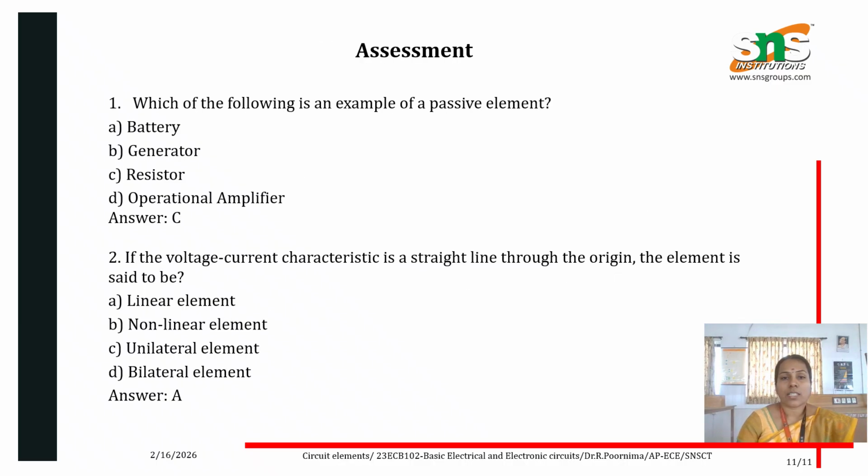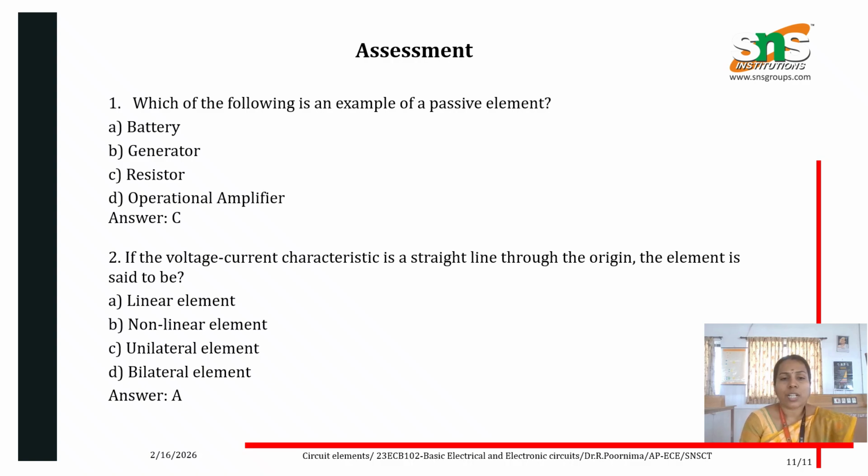So let's take the assessment. Which of the following is an example of a passive element? The options: battery, generator, resistor, operational amplifier. As we have discussed in this presentation, the answer is resistor. It is a passive element. The remaining options are active elements. So the answer is option C.